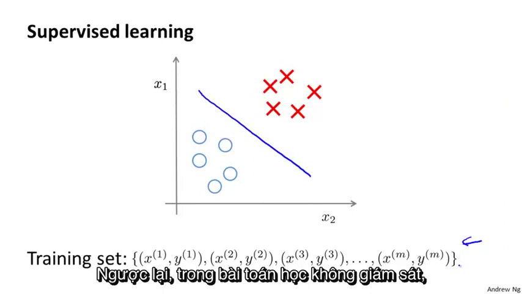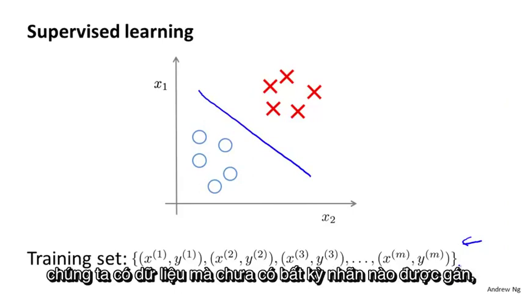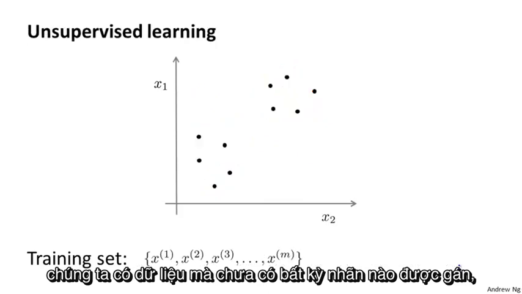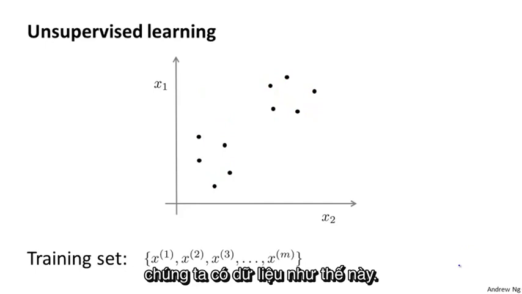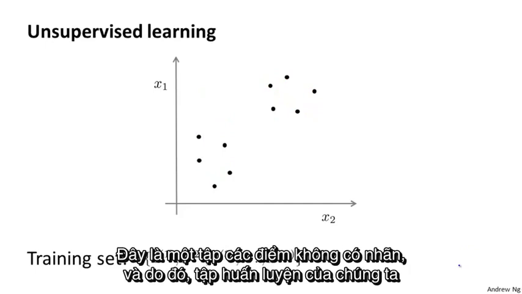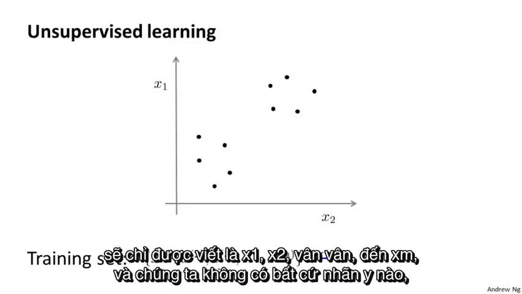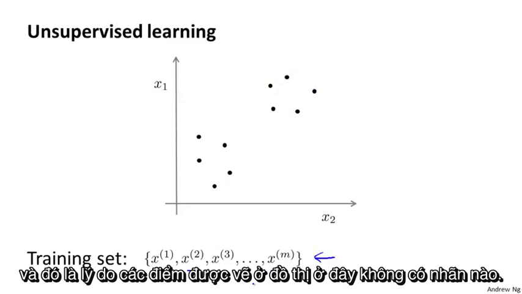In contrast, in the unsupervised learning problem, we're given data that does not have any labels associated with it. So we're given data that looks like this. Here's a set of points and no labels. Our training set is written just x1, x2, and so on up to xm, and we don't get any labels y, and that's why the points plotted in the figure don't have any labels with them.